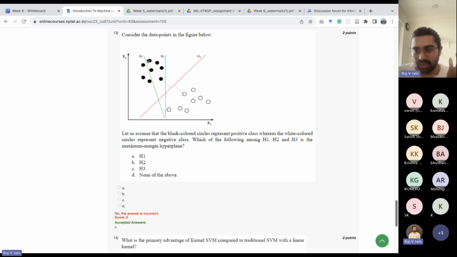Very clearly, H1 is misclassifying the points in the first place. For example, if you consider this side to be black and this side to be white, then it's strongly classifying these, and the other way, it will classify all of these as wrong. H2 classifies them correctly, but very clearly it is not the maximum margin classifier. Rather, this could be the best answer. From among these, we are asking what's the maximum margin hyperplane. So this seems to be the right answer. All right.